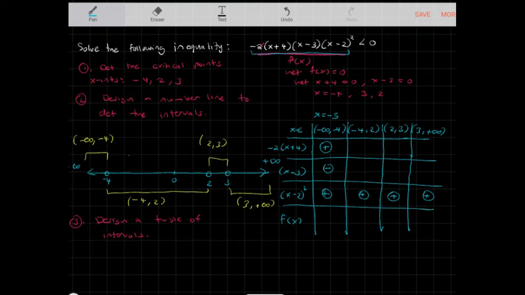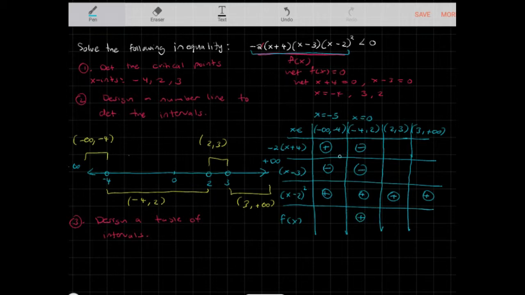And then between this interval, let's test out the interval between negative 4 and 2. So let's say x is equal to 0. So then this is going to basically be 0 plus 4, which is positive 4, times negative 2 is negative 8. 0 minus 3 is negative 3. And then two negatives and a positive give us a positive, right?